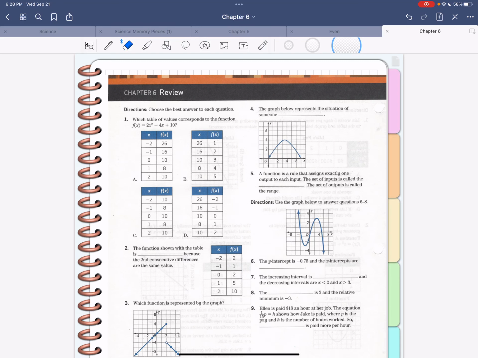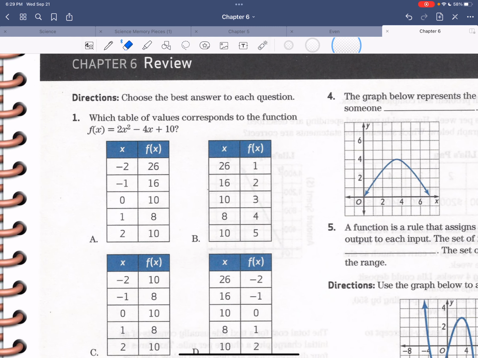I'm on page 216 of the textbook. This is the chapter review, and hopefully you've had a chance to look at this before watching this video to see if you can answer these questions. So let's check your work. Number 1 says which table of values corresponds to the function given.